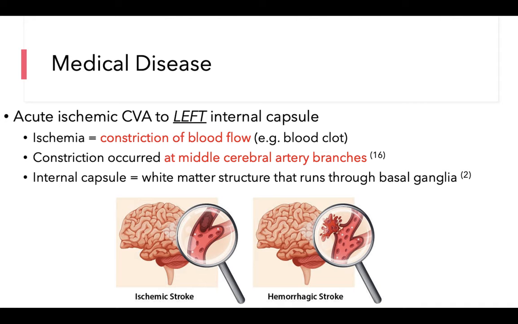So, for the medical description of her disease, she had an acute ischemic CVA to the left internal capsule. To fully understand what all that medical terminology really means, I broke down a few of the words to have a better understanding. An ischemic stroke is one in which the damage was caused by a constriction of blood flow, most commonly due to a blood clot. And since the damage was at her internal capsule, we can assume that the constriction occurred at the middle cerebral artery branches. The internal capsule is a white matter structure that contains axons, and those run through the basal ganglia.